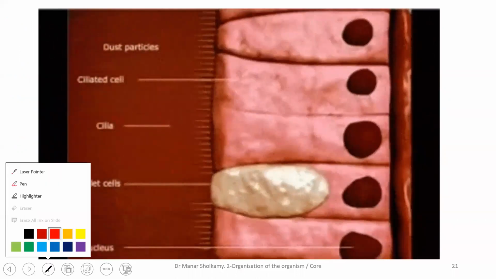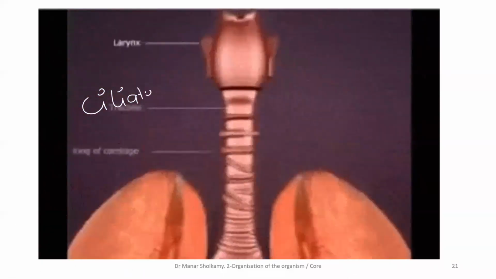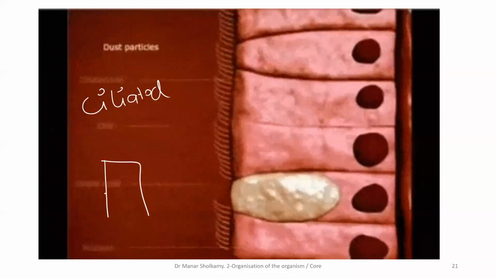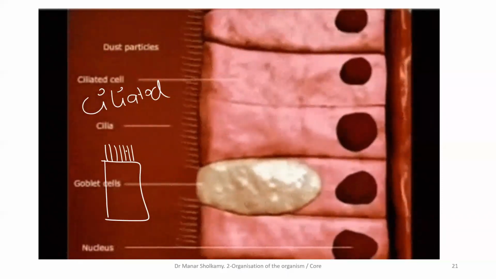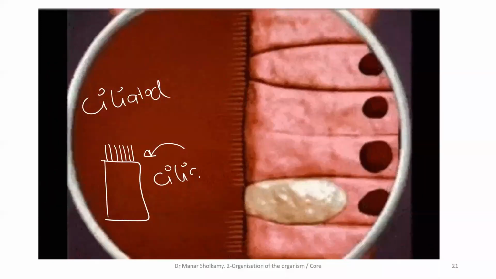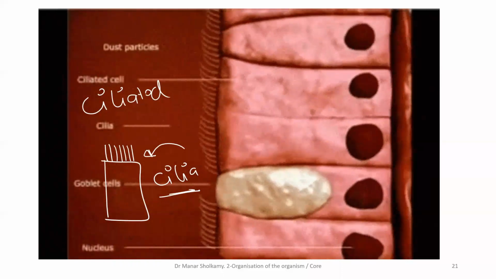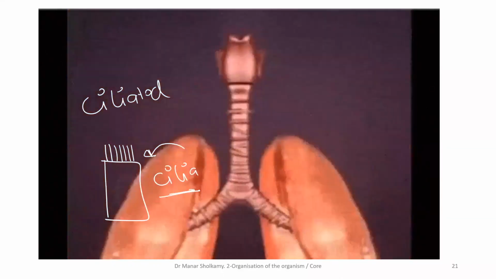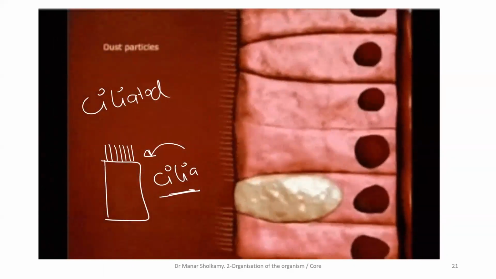Let me write the word down. Cells that have cilia. Ciliated cells. Like you can see in this picture, these are cells that have microscopic hairs like this. These microscopic hairs, like you can see here, are called cilia. And these cells are found in so many different places in your body, especially in your respiratory system, like you see in the picture. Can you guess what is the function of those ciliated cells?